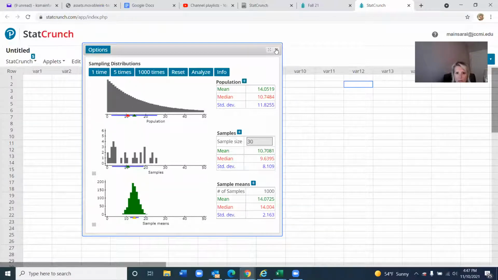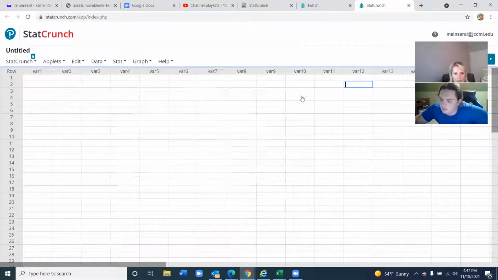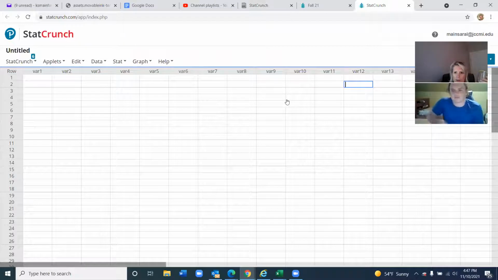So that's essentially what the Chapter 8 project was getting at: when you take samples that are larger and you take a lot of samples, it doesn't matter if you start with a normal population or a skewed population, the sampling distribution itself down here in green will always become normal with a very small standard deviation. So voila, there's your Chapter 8 project. You're welcome.